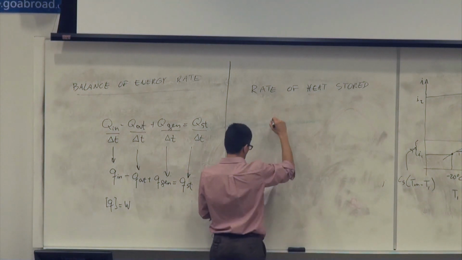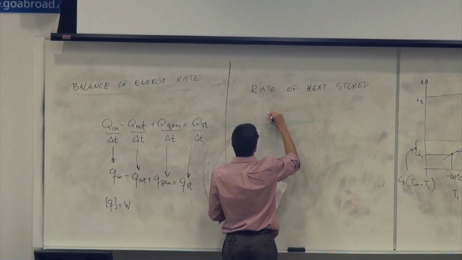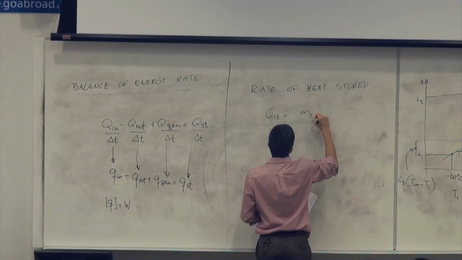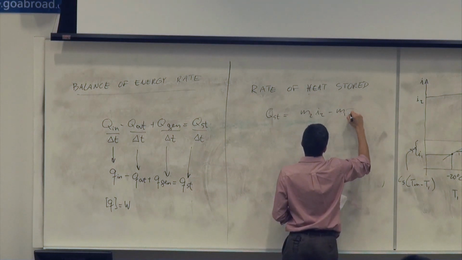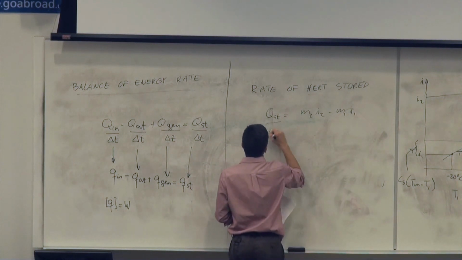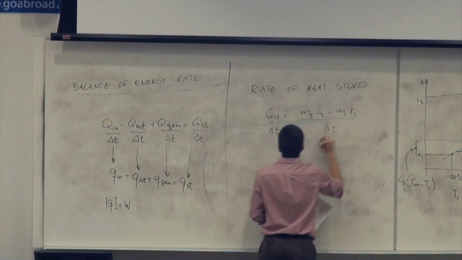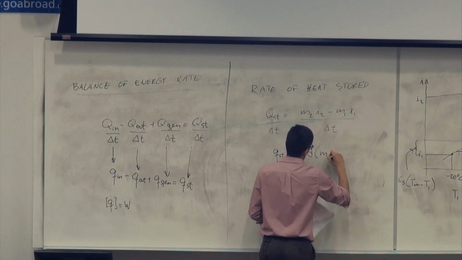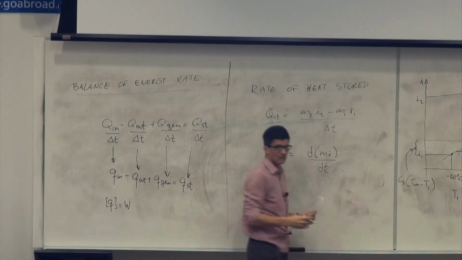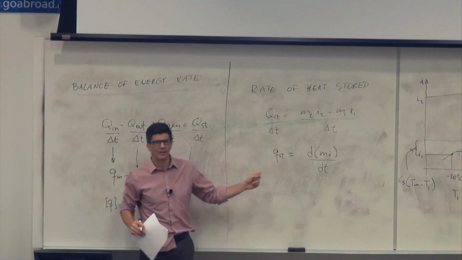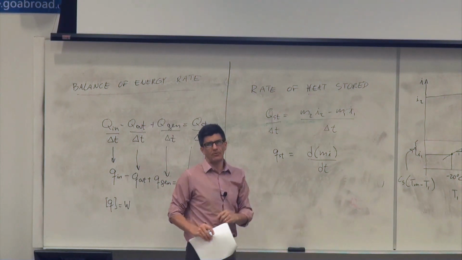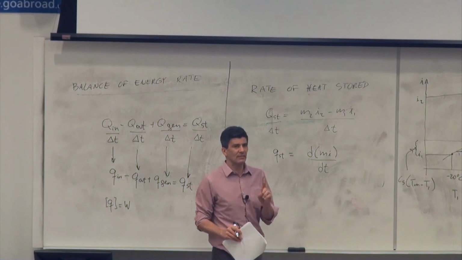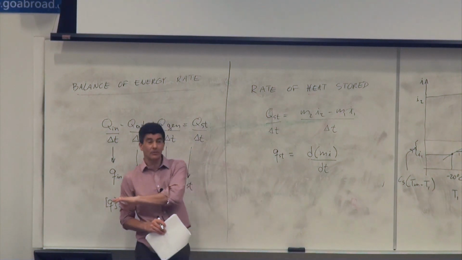So if you bear with me for a quick second, we said Q stored was m2 i2 minus m1 i1, right? So if I divide this by delta t, I'm going to end up with Q stored equals, trivial, looks trivial, amazingly powerful equation, because this equation lets you calculate heat balances in open systems, closed systems, phase transformations, no phase transformation, whatever you want.